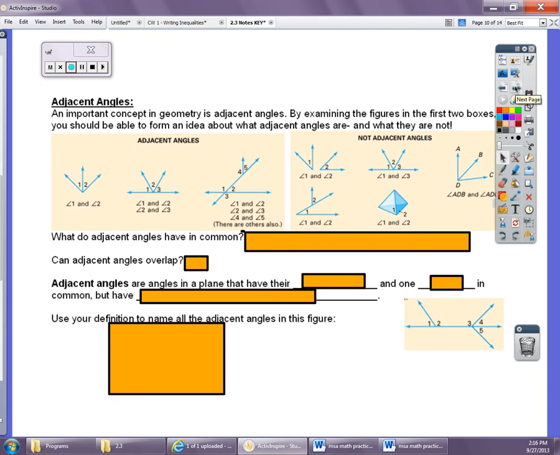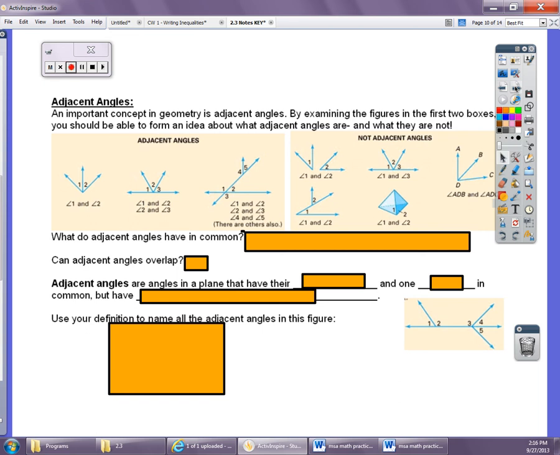Adjacent angles. An important concept in geometry is adjacent angles. By examining the figures in the first two boxes, you should be able to form an idea about what adjacent angles are and what they are not. So when you look at these, try to answer these four questions, pause it. When you've got them answered, start it up again. Alright, so hopefully you have your answers, and let's continue.